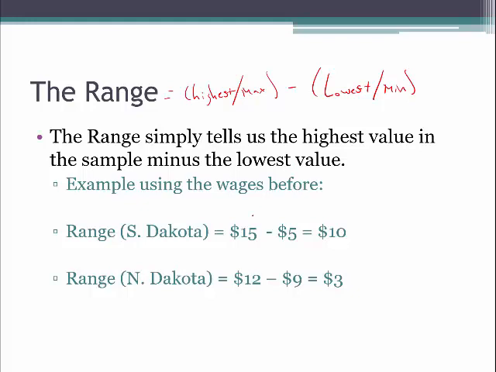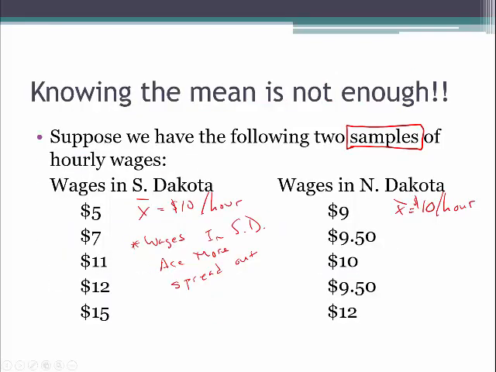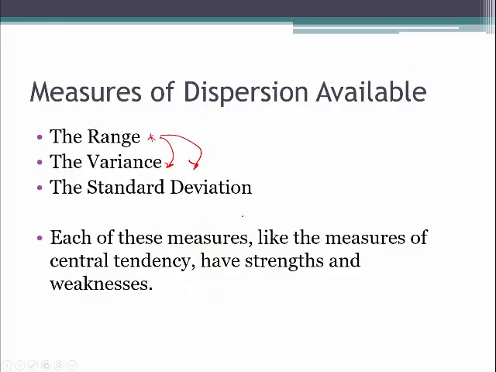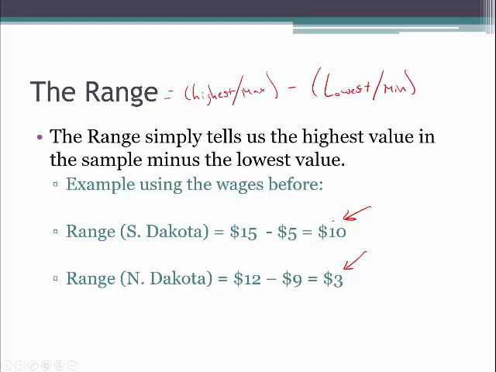Okay, so if you were to look at the range of each, the range in South Dakota, the high max was $15 an hour, the min was 5, so the range here is 10. The range for North Dakota, well, 12 was the high value, 9 was the low, the range here was just 3. It's very easy to calculate here. So look, going back, we said the data was more spread out in South Dakota. And we're seeing that South Dakota has a larger range than North Dakota, so this range is telling us the data, at least in terms of the two extreme values, is more spread out.